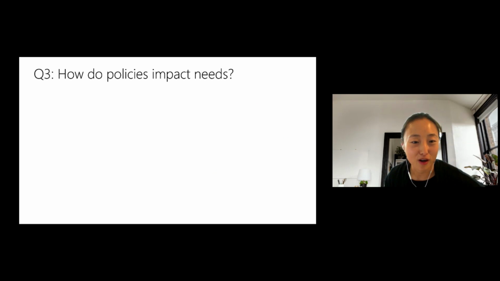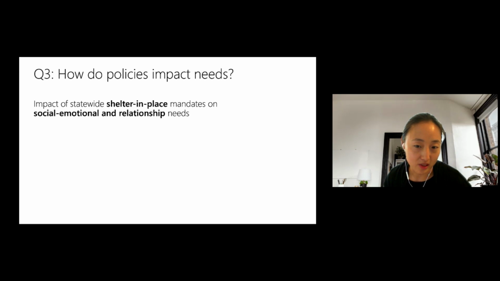Our next question involved understanding how differing policies may influence the needs differently. To address this question, we looked at statewide shelter-in-place mandates, specifically the start dates and the duration, because each state varied in when they were in effect and their impact on needs related to social emotion and relationships. We looked at both short-term and long-term effects of the mandates.